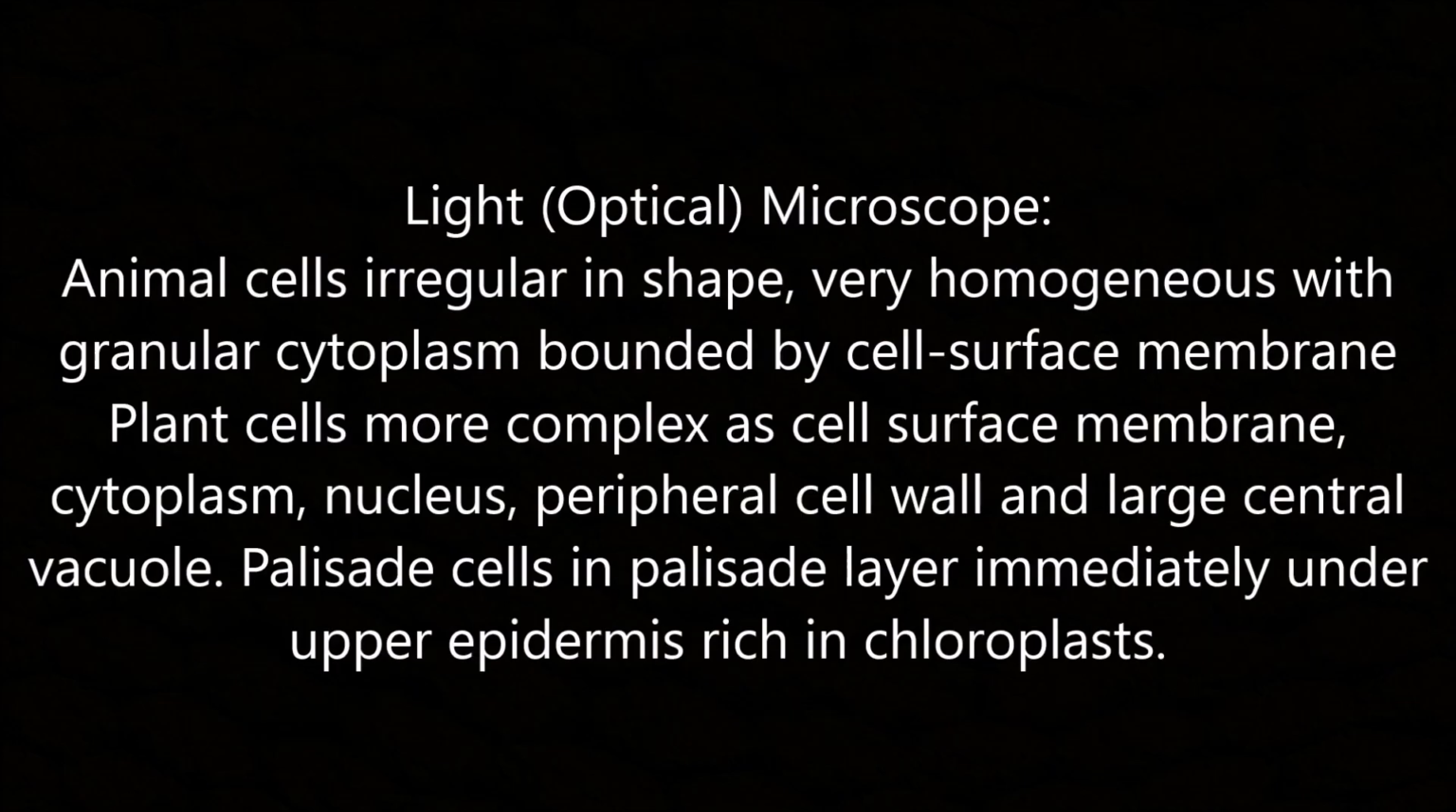Under the light optical microscope, animal cells are irregular in shape. They're very homogeneous, with granular cytoplasm bounded by the cell surface membrane. Plant cells are more complex, with the cell surface membrane, cytoplasm, nucleus, peripheral cell wall, and large central vacuole. Palisade cells in the palisade layer, immediately under the upper epidermis, are rich in chloroplasts.